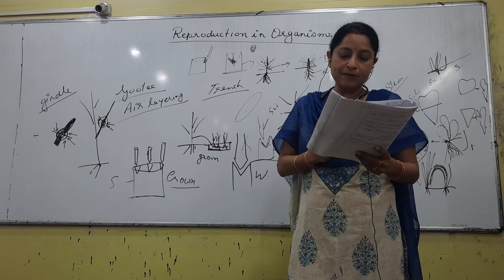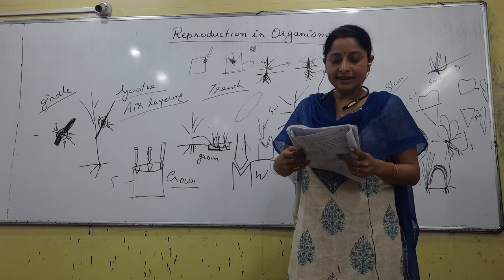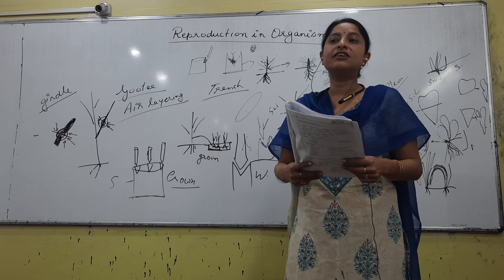Examples we know, no point of by-hearting. Viviparous gives birth, mammals are the best example, and another category is called ovoviviparous, right? Third, a question is given on page number 36.